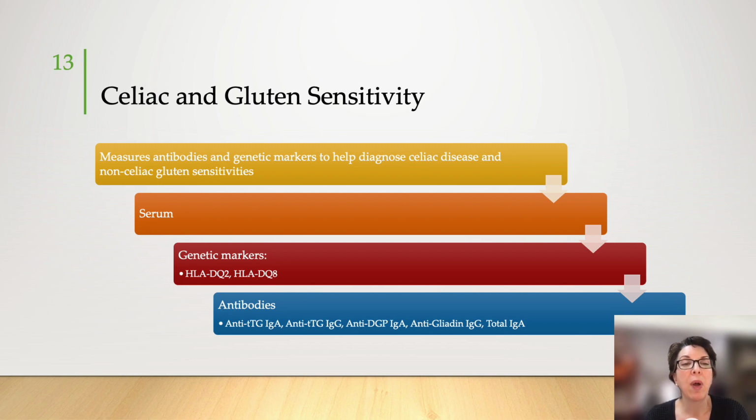Now, if you're looking for celiac or gluten sensitivity, that's also a serum test. You're looking not only for the antibodies, but also the genetic markers to help you diagnose celiac disease and non-celiac gluten sensitivities. Those genetic markers are the HLA markers, HLA-DQ2 and HLA-DQ8. And the antibodies you're looking for are a mixture of IgA and IgG antibodies, usually for gliadin and other antibodies that can be suspected.